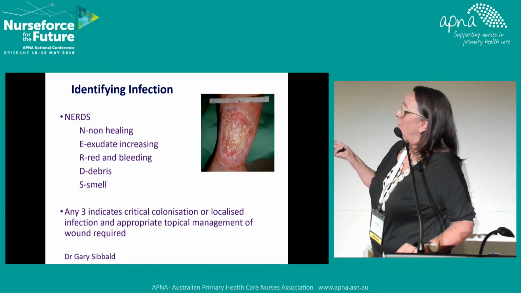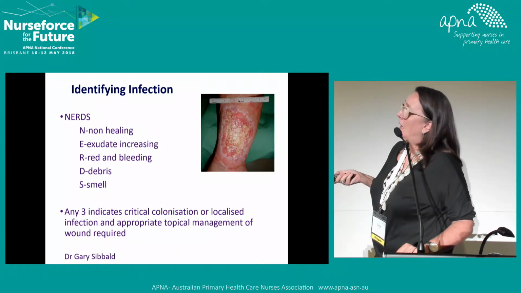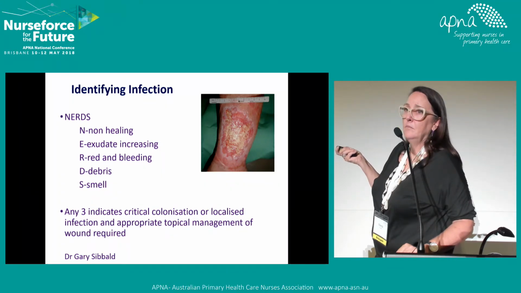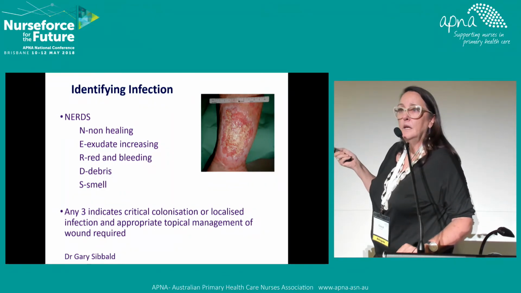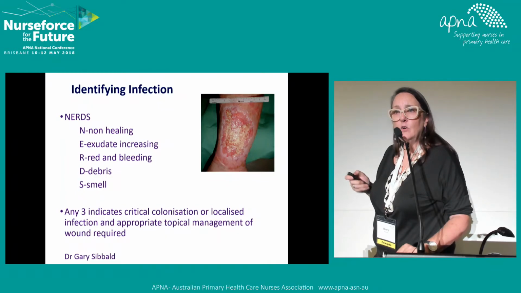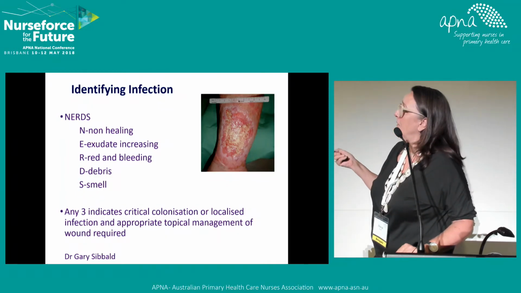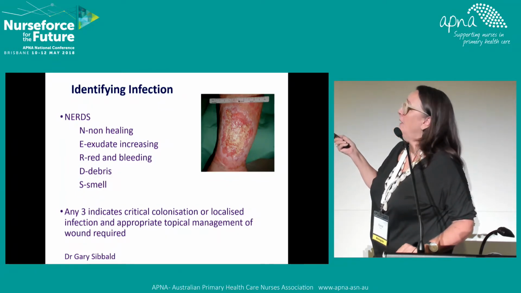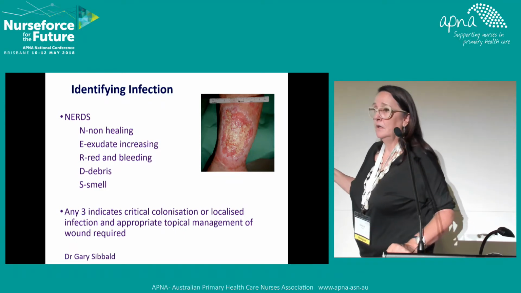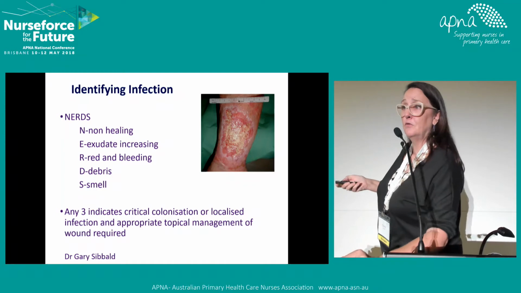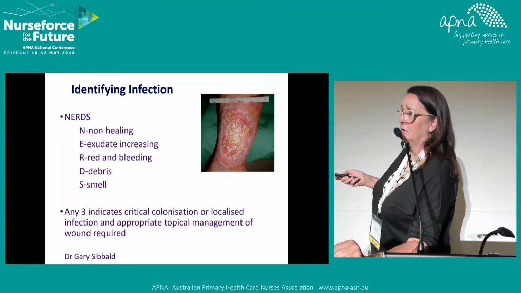So identifying infection as opposed to inflammation. It's not healing. The exudate's increasing. Is that because of the etiology or is it because you haven't started compression? It's red and bleeding. Is it red and bleeding because it's getting infected or because they're malnourished? Debris. Is it spreading because you're not washing it properly and you're leaving particulate matter in the wound? Does it have a smell because you've got particles of dressing product in the wound and you're being too gentle?